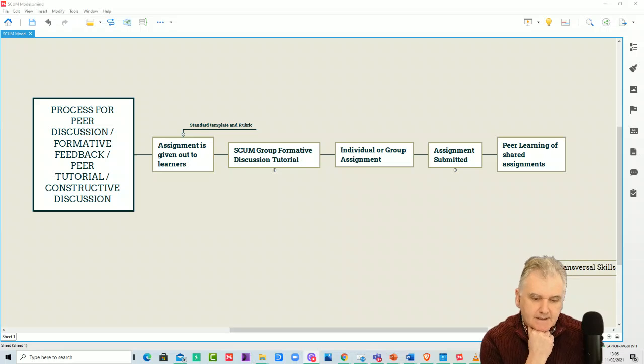So this is the discussion, I suppose, on what we talked about, or a process that we've come up with that would help in terms of peer discussion, formative feedback, some sort of peer tutorial or constructive discussion. And the idea here is this is a concept that we could actually apply for any assignment in any module.